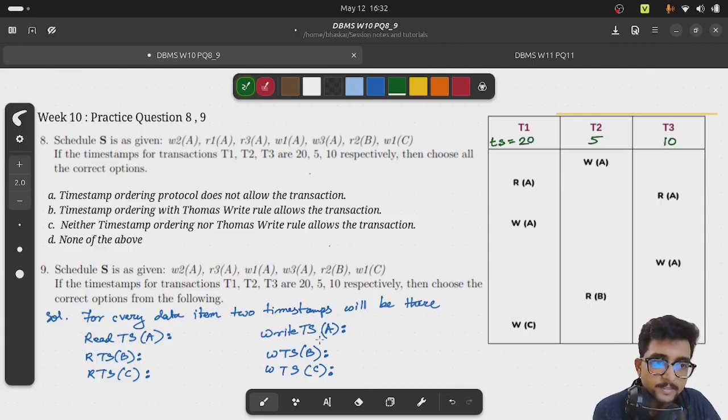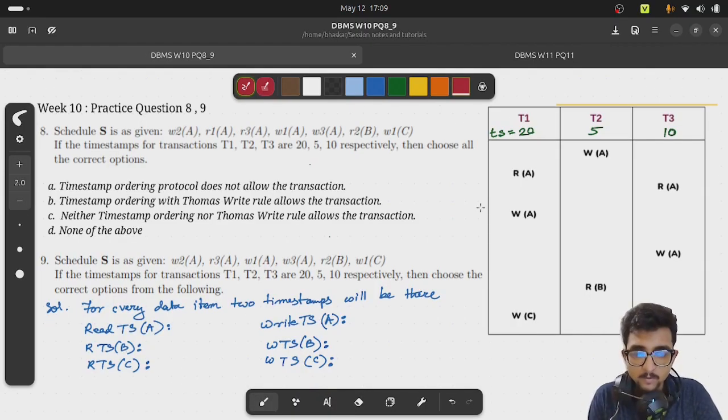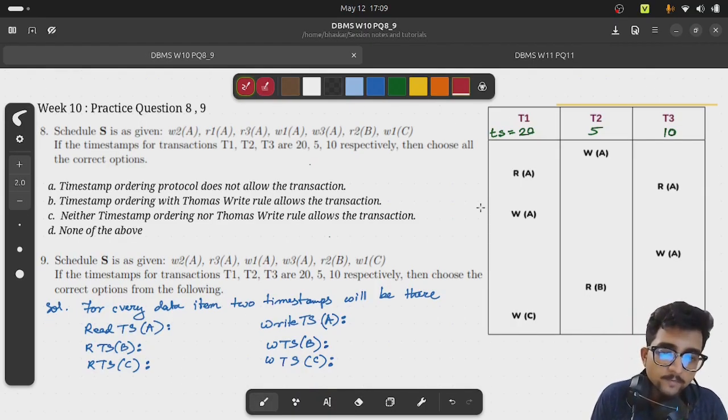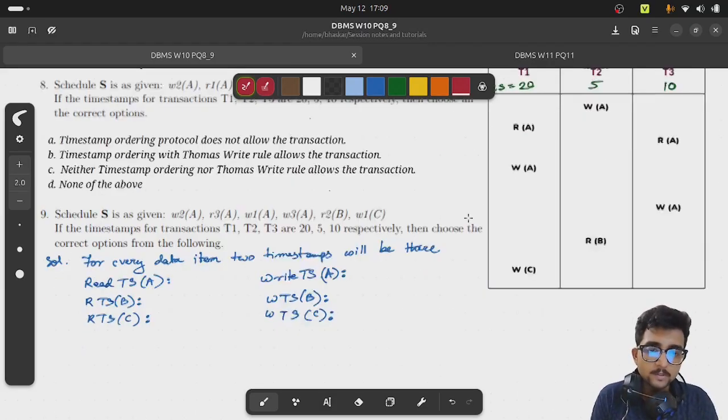So let's say transaction T3 writes on variable A at some point of time. I will immediately set the write timestamp of A with the value of the timestamp of T3, which is 10 in this case. So I will write 10 over here, right? So this is basically the idea of the timestamp ordering protocol. So we will define the serializability concept by the timestamp ordering protocol by the following rules.